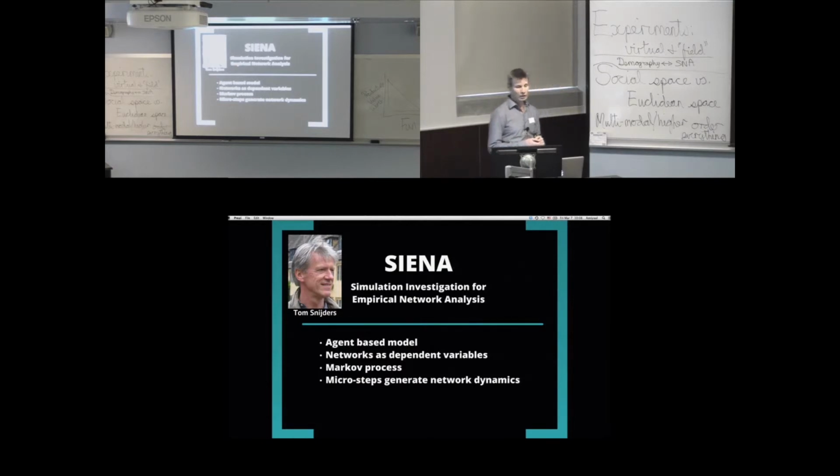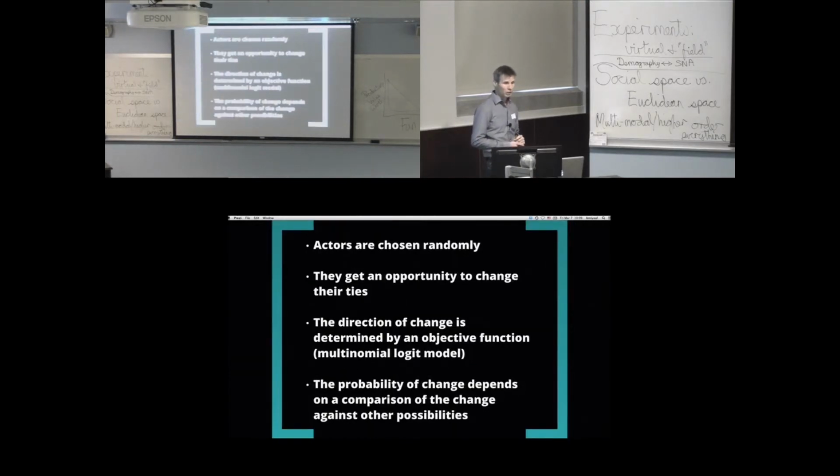And the idea is that microsteps generate the network dynamics. So when we observe the network at year 1 and then year 2, we don't assume that the network jumped from one state to the other. We assume that many small steps generated these changes that we observe, and we kind of know that that's true. So that's another assumption we can live with. In each of these microsteps, the model chooses two actors randomly, and they get an opportunity to change their ties. They can delete a tie, create a new tie, or retain a tie or a no tie. And the direction of change is determined by an objective function.